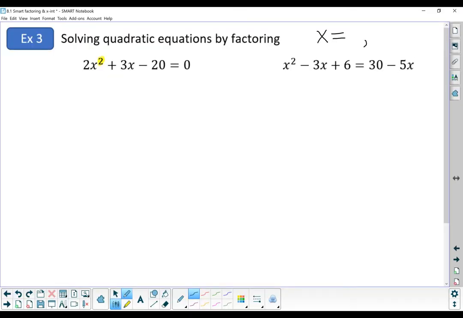So let's start with this 2x squared plus 3x minus 20. If you have a coefficient on your x squared, you do want to see if it's a common factor that you can factor out. But in this case, it's not, because 3 is not divisible by 2. So I'm going to keep that 2 with one of the x's. And now I need to think about that number 20 at the end.